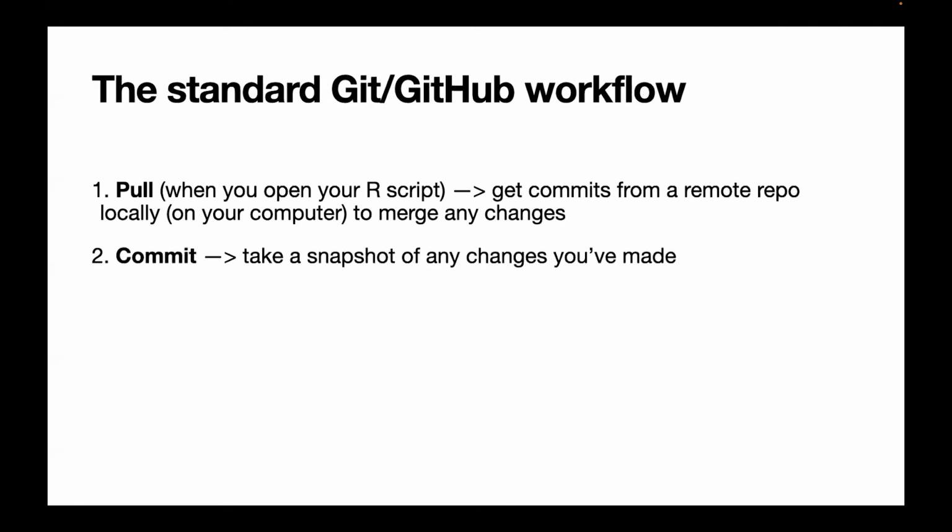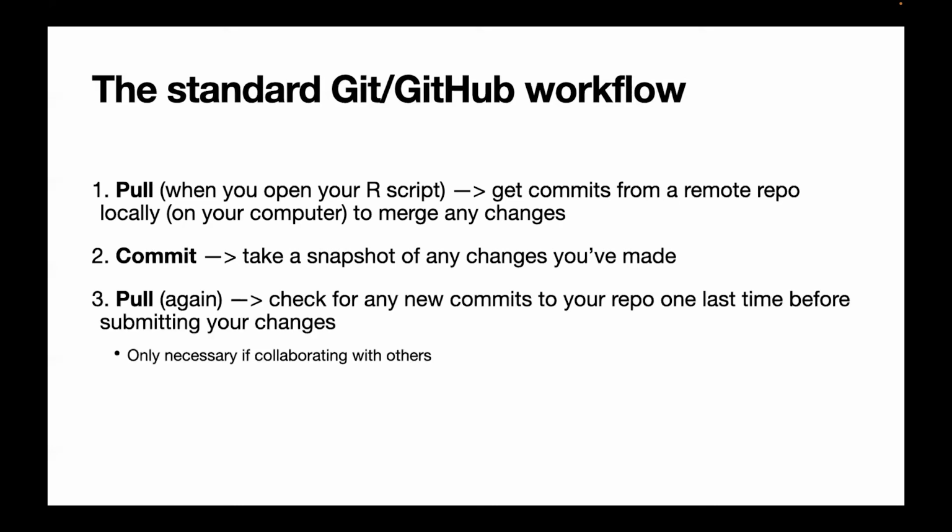Next would be making the commit. So once you're done coding, you take that snapshot of your changes and you write an informative brief message about what those changes were. And then if you're collaborating with people, you might want to pull again, just in case somebody pushed a change online while you were coding and making modifications. So you shouldn't have to worry about this, but if you are coding with other people in the same repo, you might want to make sure you pull again after you make a commit.